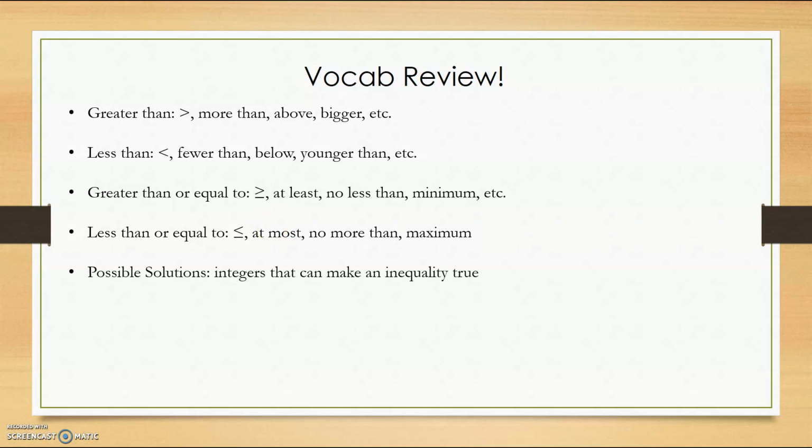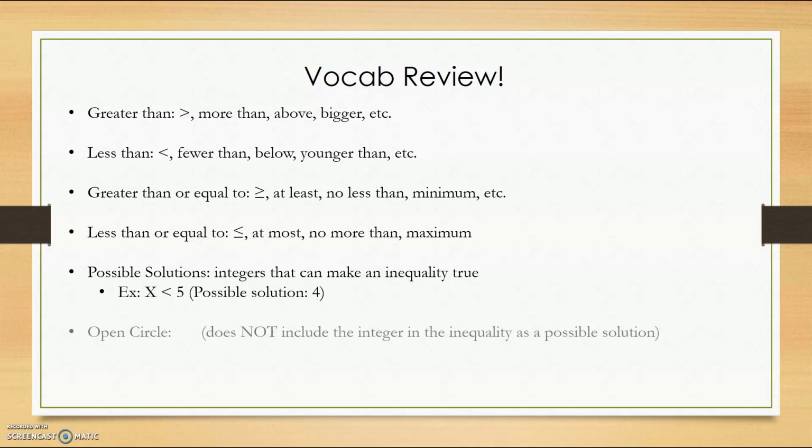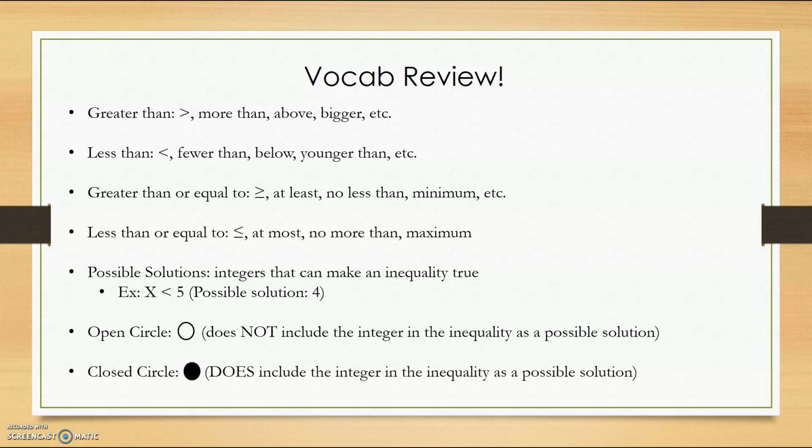Possible solutions, they are integers that can make the inequality true. So if I take a number and I plug it into an inequality, would that statement be true if I read it? So example, if I plugged in 4 into that inequality, I'd read it as 4 is less than 5. Is that true? Yes. So that would make 4 a possible solution. All right, open circle. That does not include the integer in the inequality as a possible solution. And I will talk to you guys about that a little bit later on, okay? Closed circle means it does include the integer as a possible solution to the inequality. And again, we'll address that in a second.